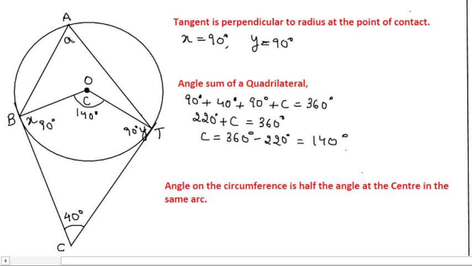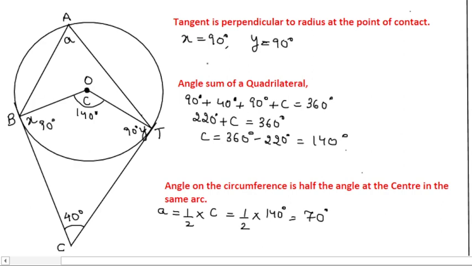Yes, there is. Both these angles A and C are inscribed in the same minor arc BT. The theorem says, angle on the circumference is half the angle at the center in the same arc. What it says is, the angle at the circumference, which is A, is half the angle at the center, which is C. I write it mathematically. I get A is half of angle C. On substituting the value of C, which is 140, I get half of 140, which is 70 degrees.